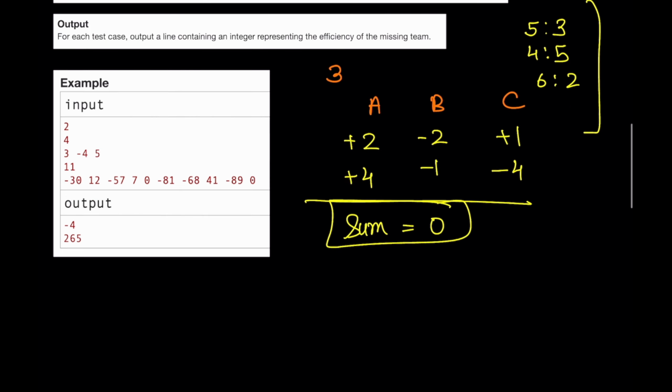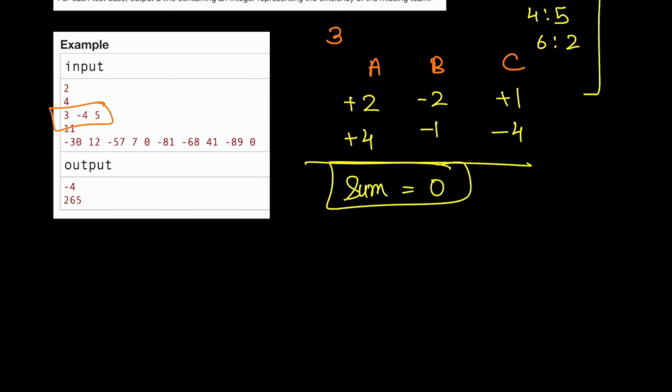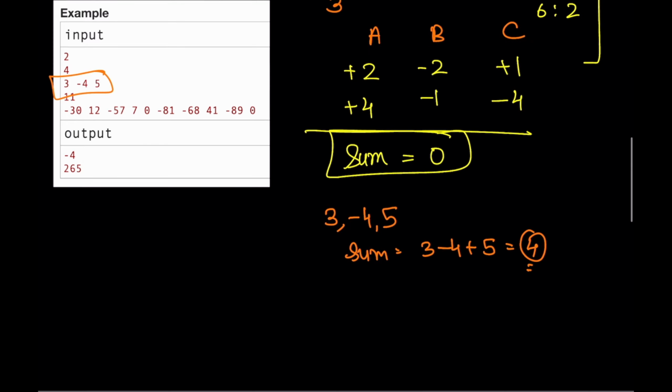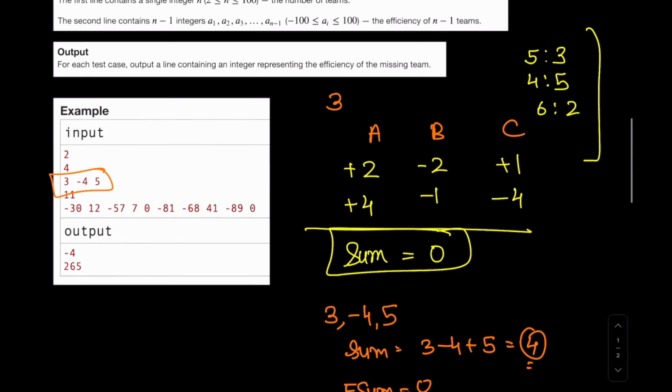So now let's look at this example. We are given 3, minus 4 and 5. So the sum here is 3 minus 4 plus 5, that is equal to 4. Now for the final sum to be equal to 0, what should be the efficiency of the one remaining team? It should be 0 minus 4, that is minus 4. That's all we need to do.